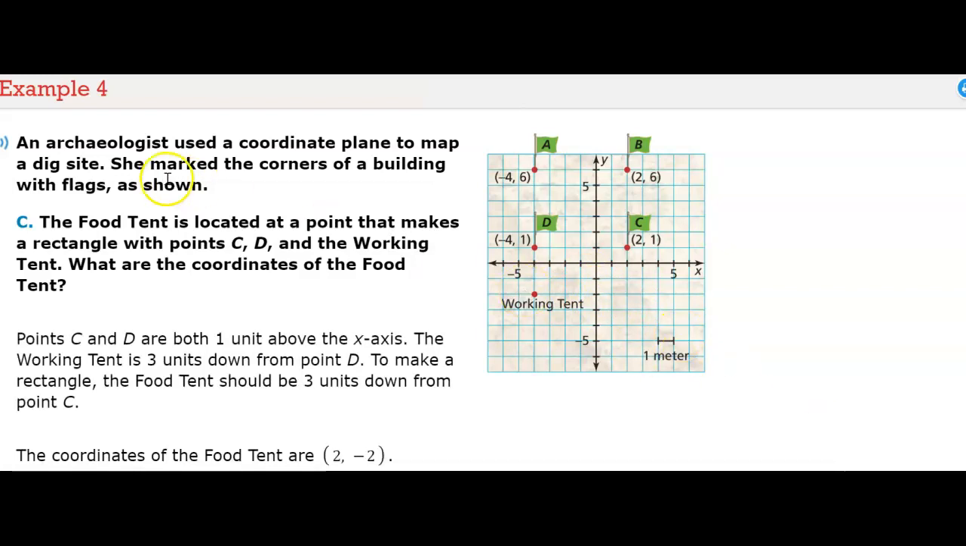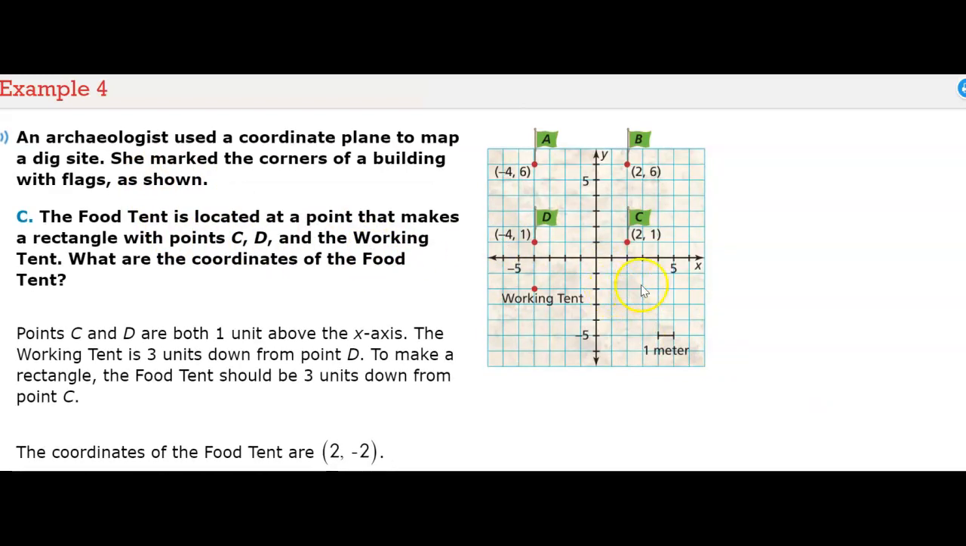Let's see. So we have, negative 2. Yeah, negative 2. So the working tent is 3 units down from D. To make a rectangle, the food tent should also be 3 units down from C. The coordinates of the food tent are 2 and negative 2.